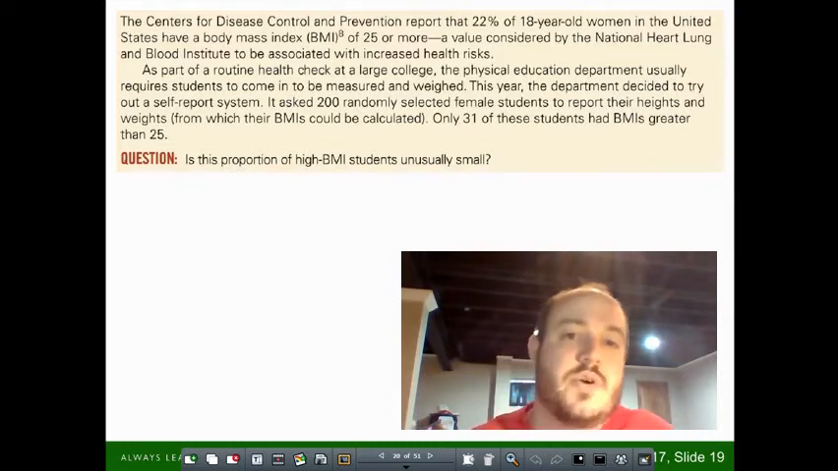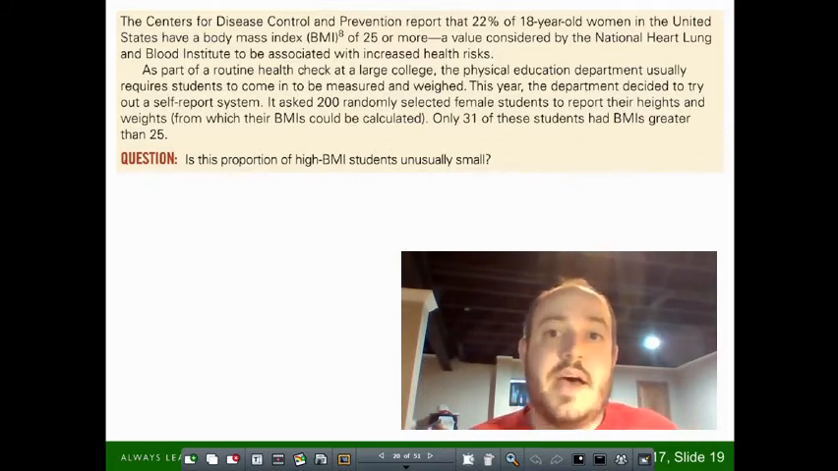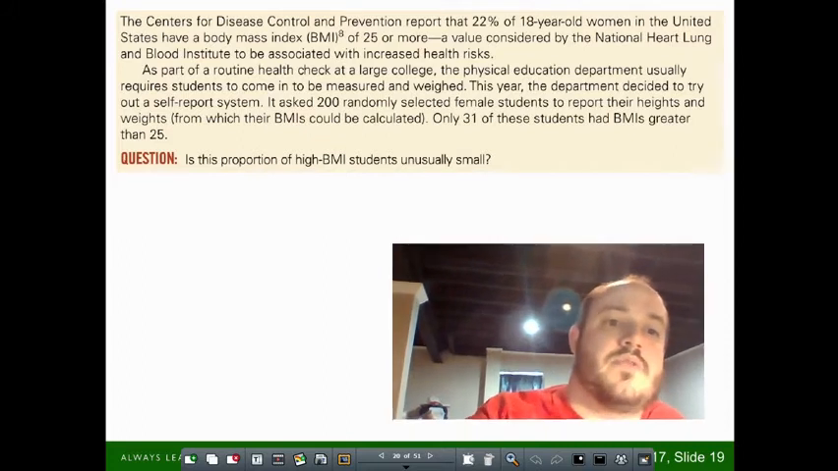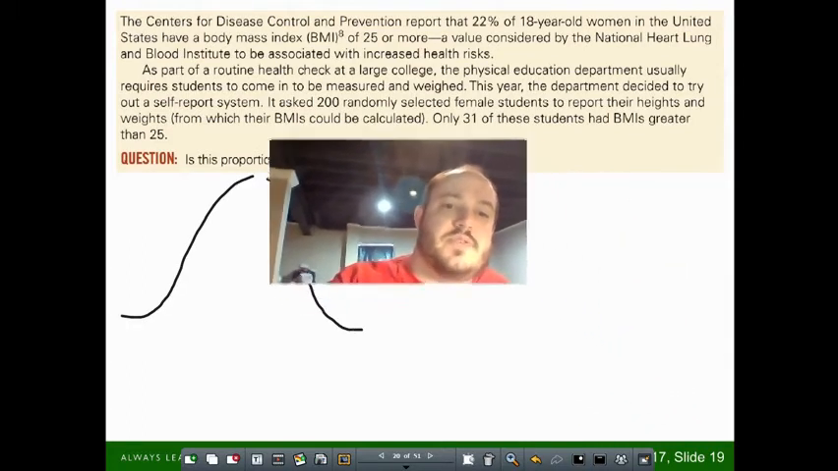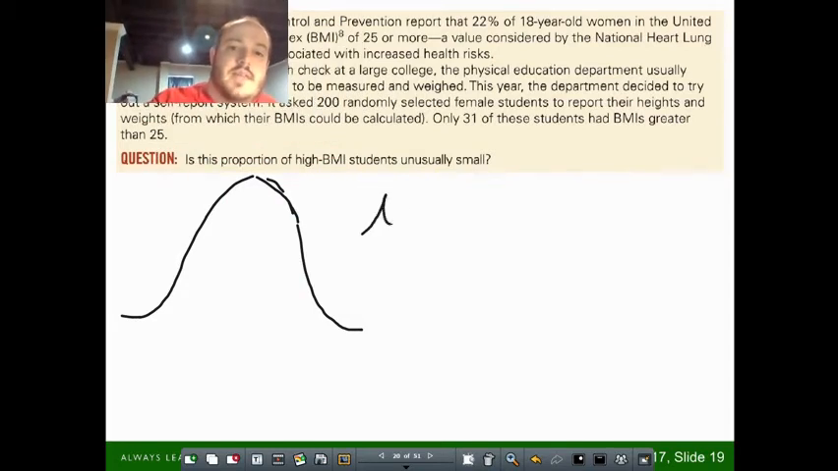All right. So let's first off start off with that 22%. That is pretty much all we need to create our normal curve. So we need two things for our normal curve. We need the mean and the standard deviation. And we know that the mean is just whatever our p is, which in this case was 22%.